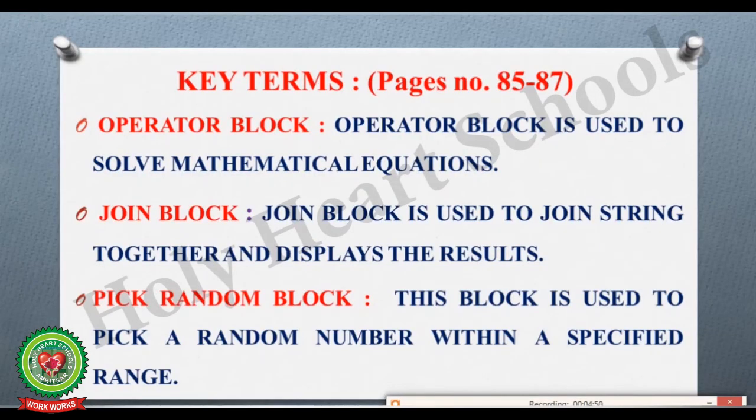Till now we have learnt the following terms from pages number 85 till 87. We have learnt the key terms: operator block, join block and pick random block. Now revise all the terms and cross questions till done and do the practice of the same projects yourself.